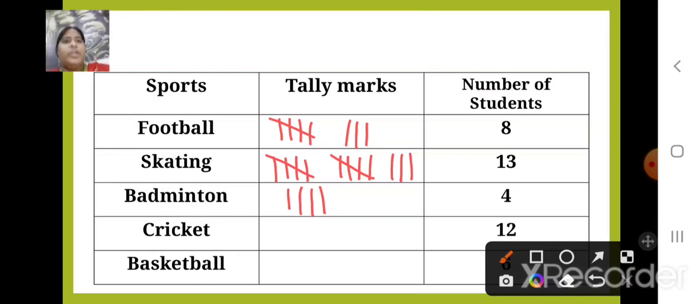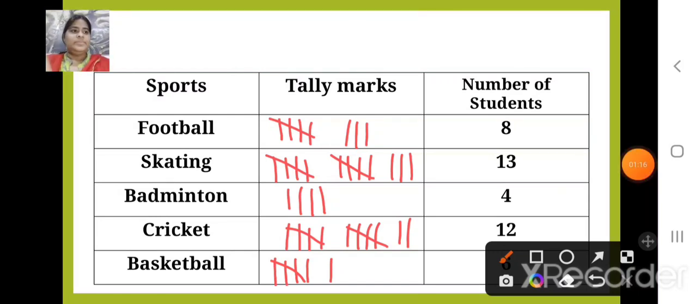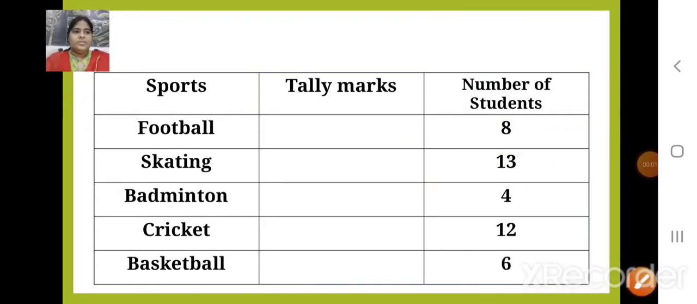For cricket we have 12 students, 1 2 3 4 5 6 7 8 9 10 11 12. And for basketball we have 6 students, 1 2 3 4 5 and 6. In this manner we have to put the tally marks, children.